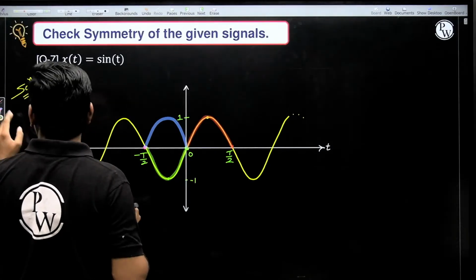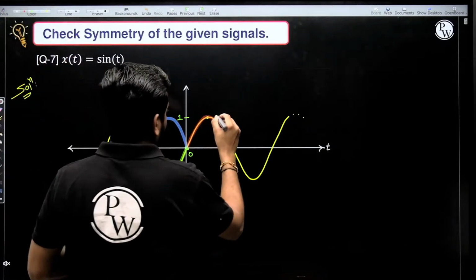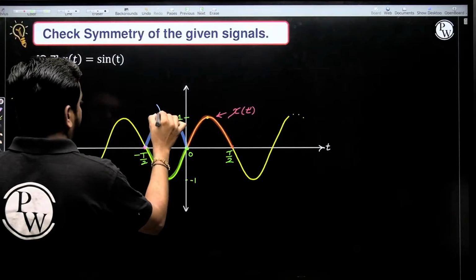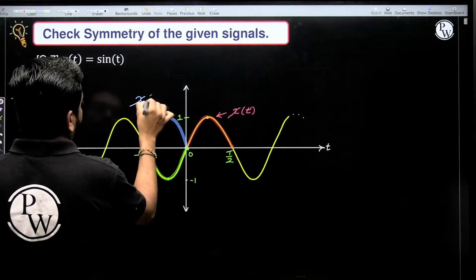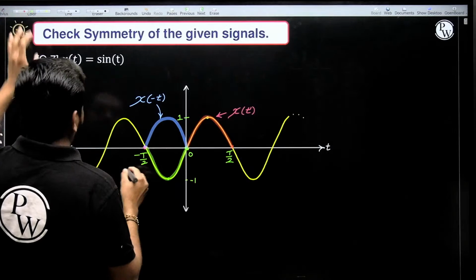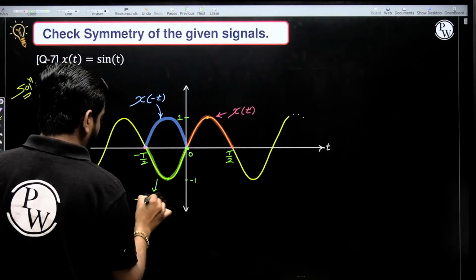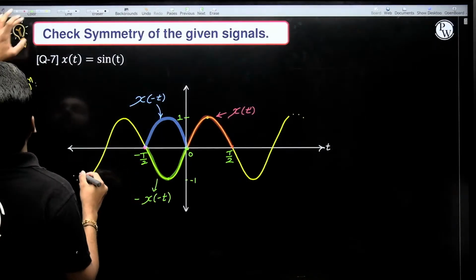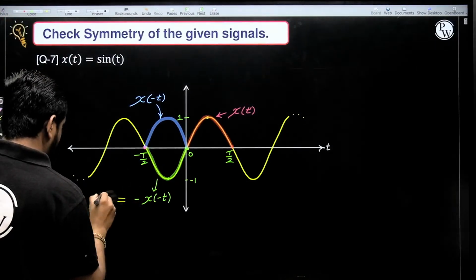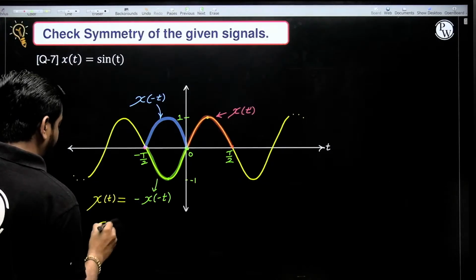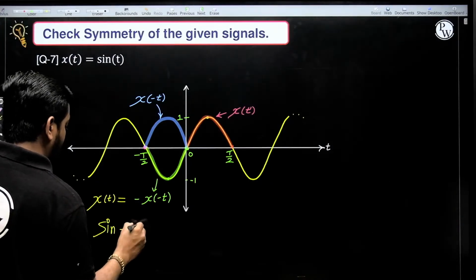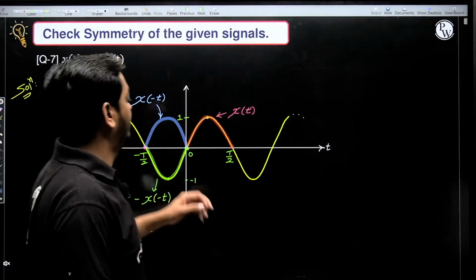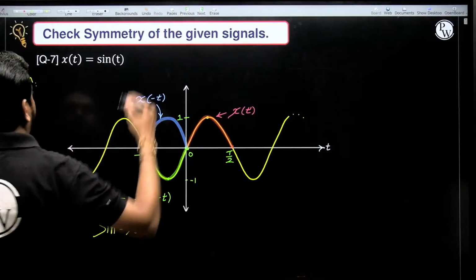This is your x of t, this is x of minus t, and this is minus x of minus t. First time reversal, then amplitude reversal, and this is equal to x of t. So that's why sine is an odd function, an odd signal. Done? Okay, very good.